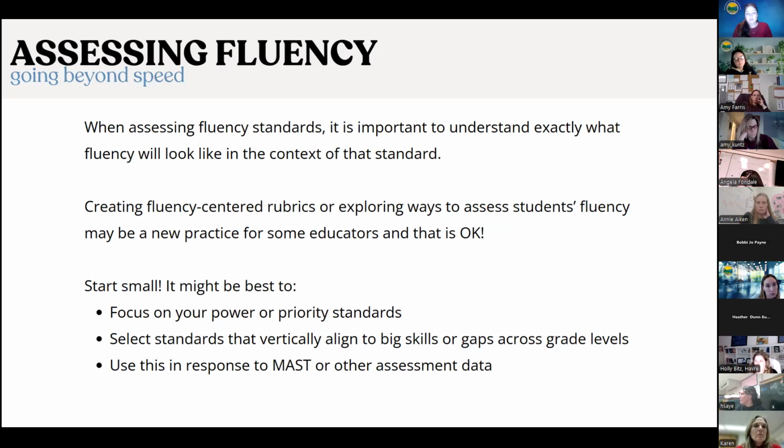Or you can also use it in response to those math data. So if you're getting misconceptions or you're noticing that students are struggling with specific standards, you could choose to assess or make a rubric for fluency on that specific component. So that's just a reminder that it's not expected for you to have rubrics for everything all the time.